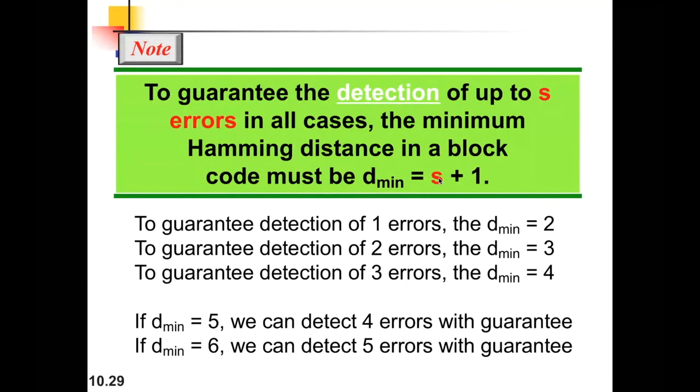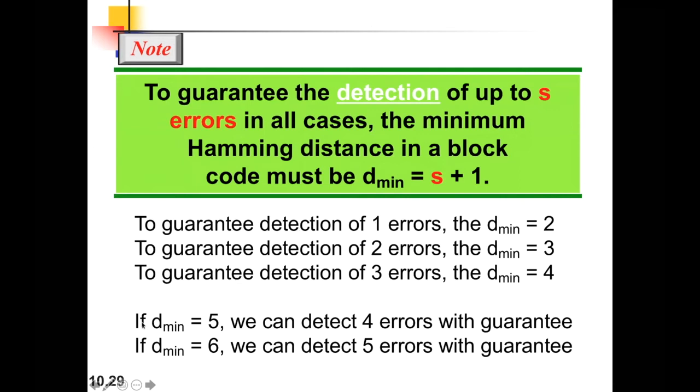For example, what does this mean? It means if we want to detect one error, our minimum Hamming distance should be 2. If we want to guarantee the detection of 2 errors, the minimum Hamming distance should be 3. If we want to guarantee the detection of 3 errors, the minimum Hamming distance should be 4. That is, the minimum Hamming distance should be one more than the number of errors we want to guarantee detection of.